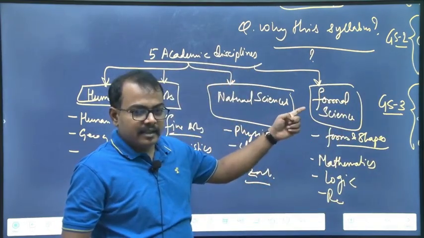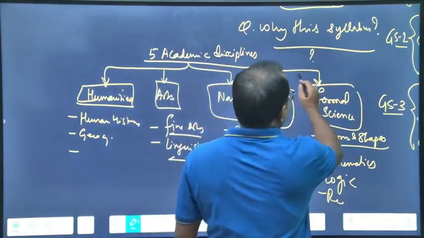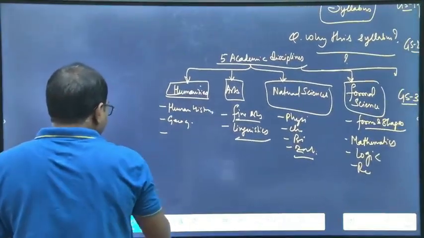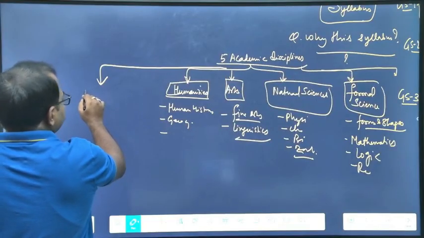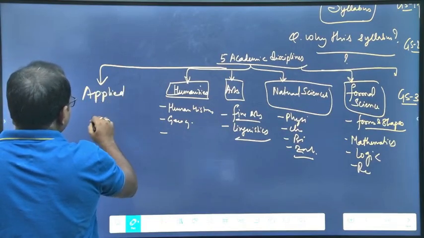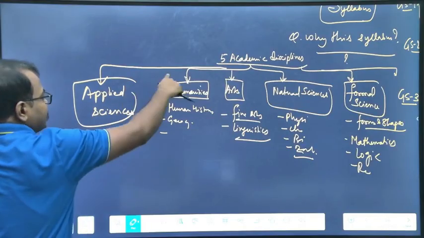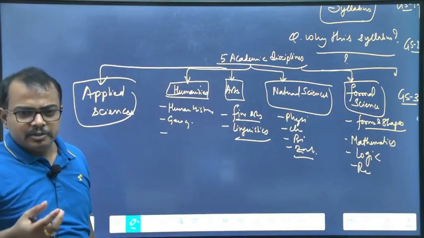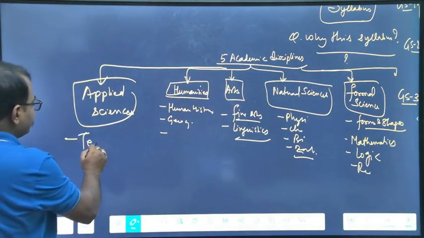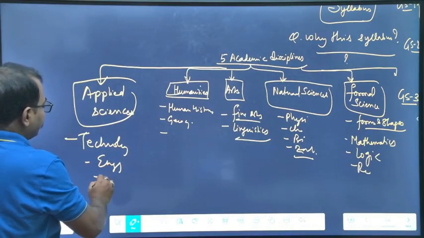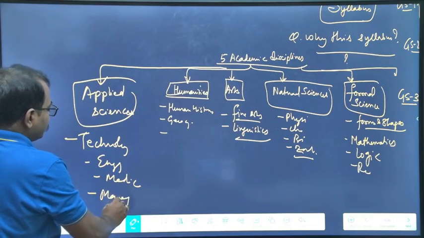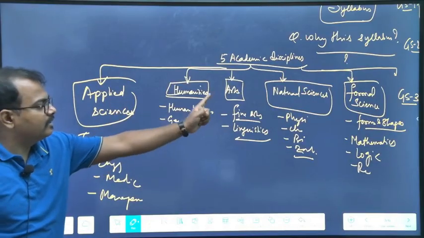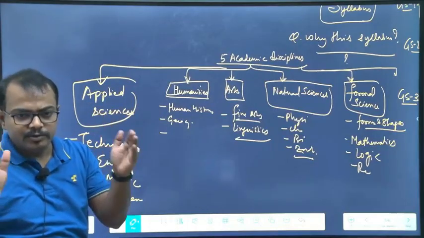So that is 4 academic disciplines, and now comes the fifth one. The fifth academic discipline is called applied sciences. Applied sciences means the application of all this knowledge to solve a real world problem. Everything related to technology is studied here: technology, engineering, medical, management, everything that comes with applied knowledge. So there are 5 academic disciplines which humanity has produced till now.